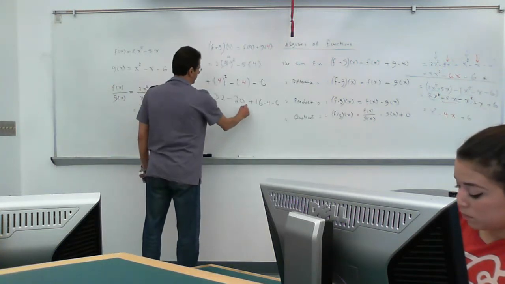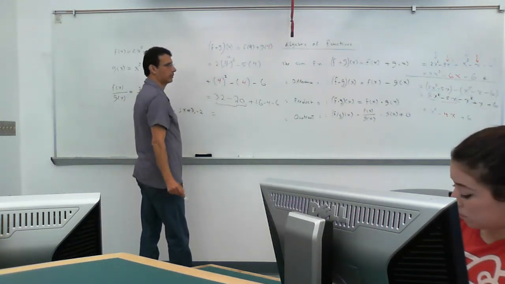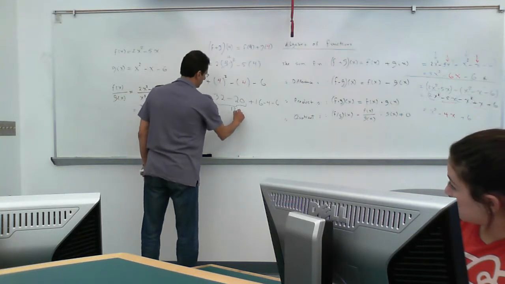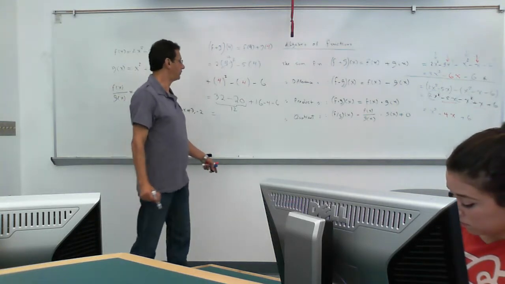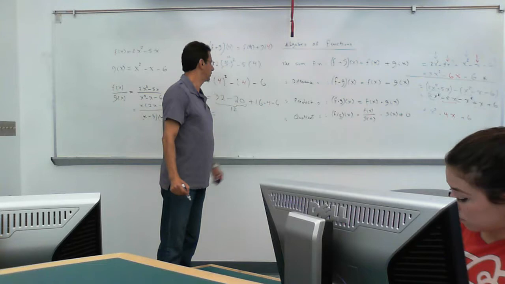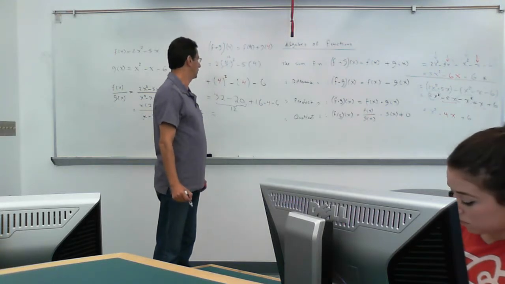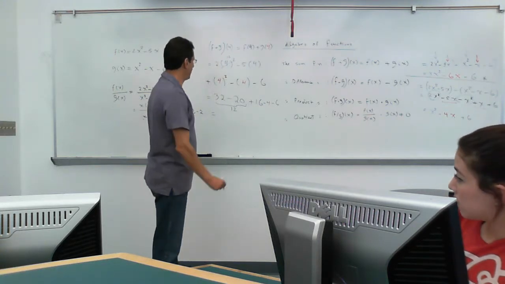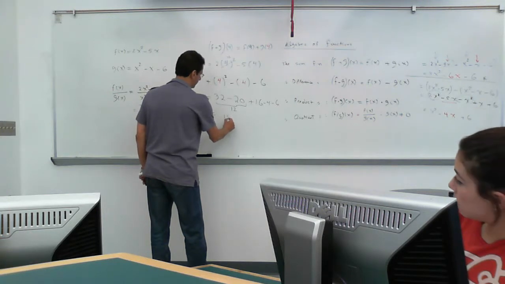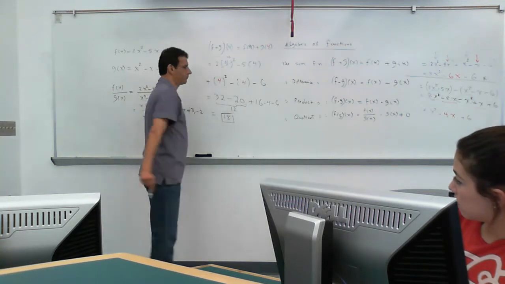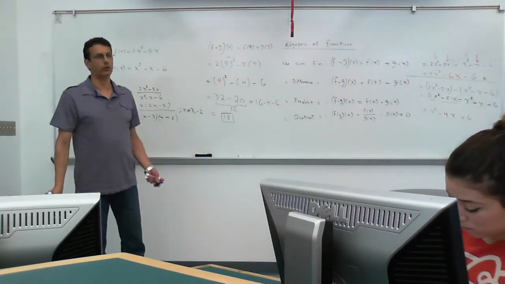So what is this? 12. 12. 22 minus 4. Is that 18, class? So that's one way to do it.